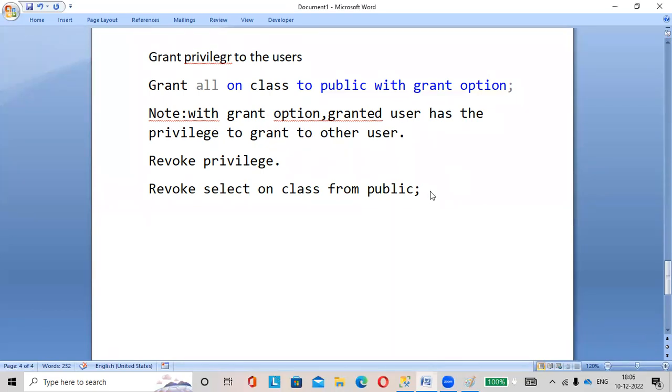Just try to execute that command. Then one more revoke option is there, revoke all on class from public. Why we use this command? Whenever we like to grant or revoke the privileges from a specific user, we need to replace public by username. Here public, for a specific user, for John, I want to revoke John's privileges. I just need to write the name of the user here.